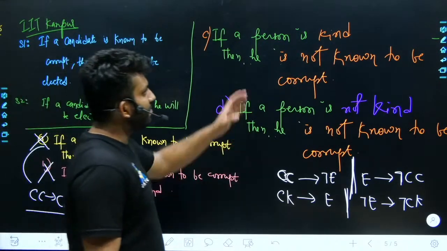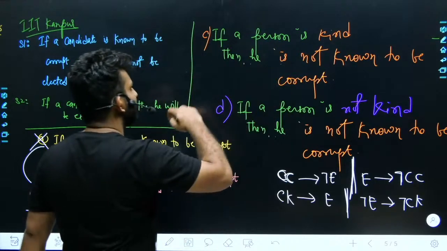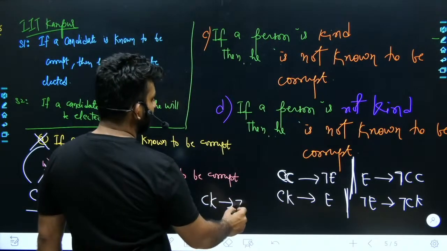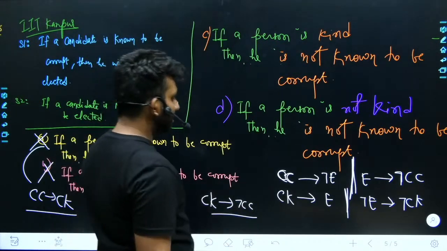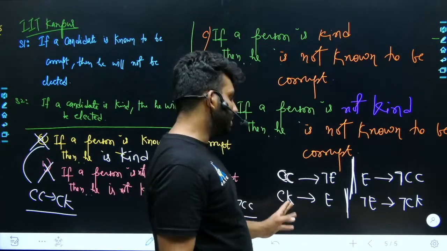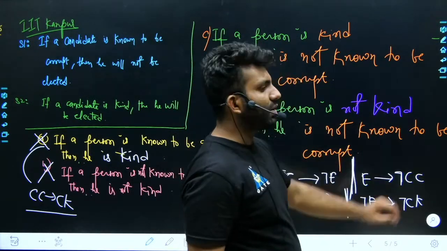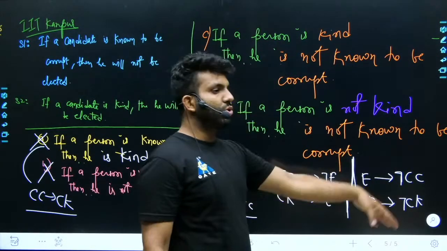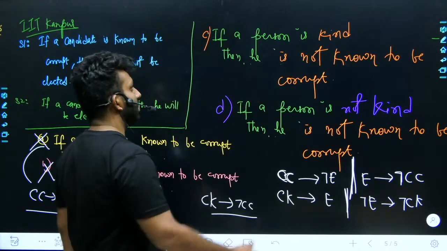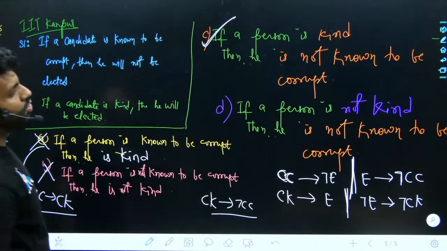What about this? If a person is kind, then he is not known to be corrupt. What does this mean? It wants to say that CK implies not CC. Can I say this? CK implies elected. That means if a candidate is kind, he is elected. And if someone is elected, then for sure he is known to be not a corrupt candidate. That means it is correct: if a candidate is kind, then he is not known to be corrupt.